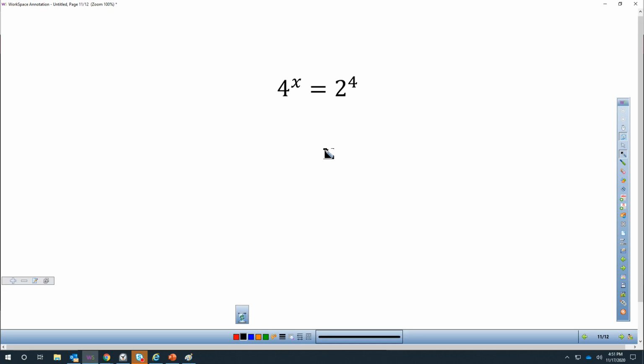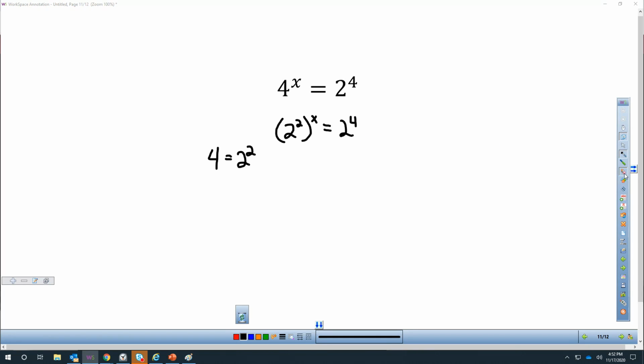So we promised to show you another way of doing this, and that other way is to force these bases to be equal. Okay, so first thing I'm going to do is make them both 2's. So right now you've got 4 to the x and 2 to the 4th, but keep in mind that 4 is just 2 times 2, or 2 squared. So instead of putting 4 to the x, I can put 2 squared to the x equals 2 to the 4th.